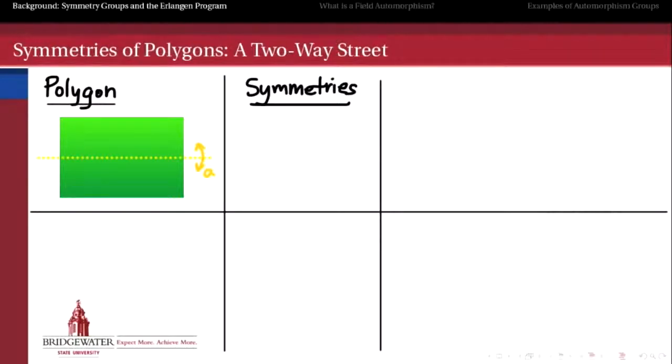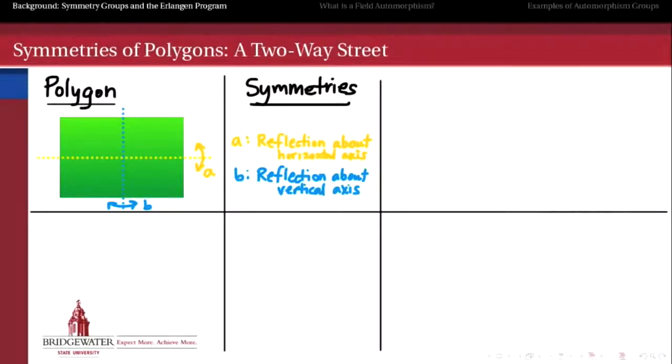Well, we have a horizontal axis of symmetry that we can reflect across. Let's call that reflection A. So A is reflection of this rectangle about its horizontal axis. Likewise, we have a vertical axis of reflection as well that's different from A. Let's call it B. And if we take A and B and we do both of them, we get another reflection that first takes us horizontally across the vertical axis and then vertically across the horizontal axis. And so the net effect, really, is a rotation of this polygon by 180 degrees.